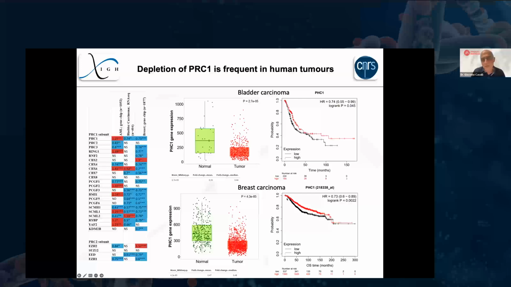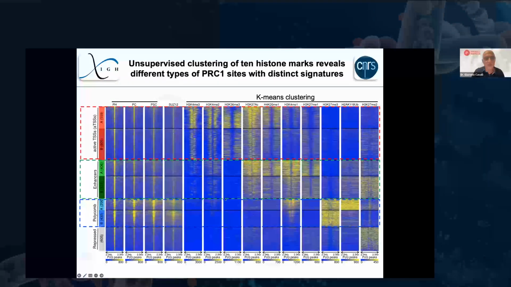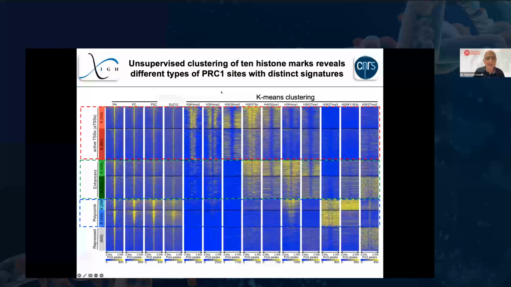Now, of course, it's very important for us to understand how this works. And so we did a lot of genomics, and we mapped in detail the binding mode of these Polycomb components, but also of histone marks in this particular tissue. And what we saw is the expected binding in many genes.